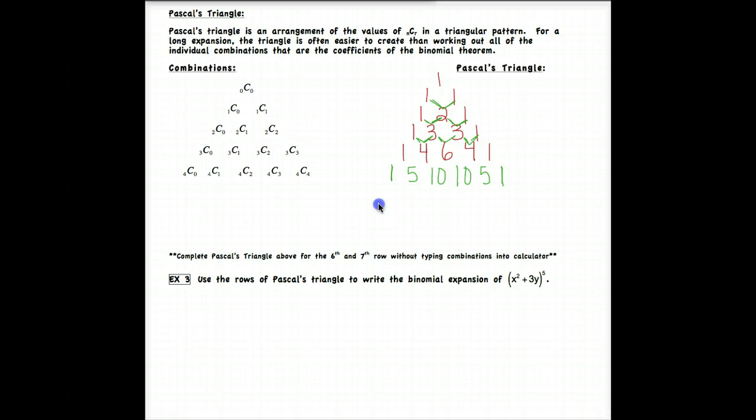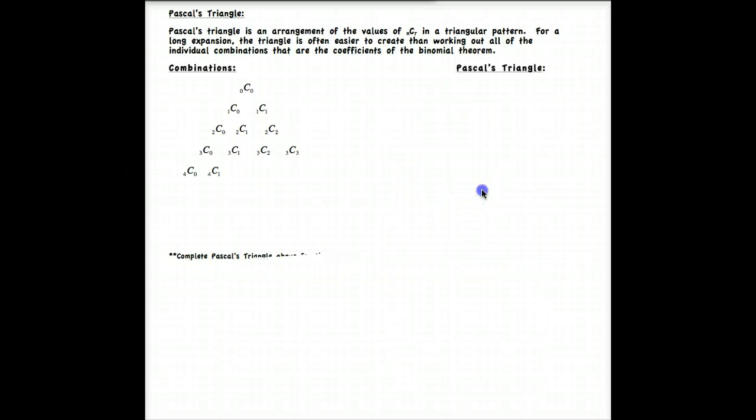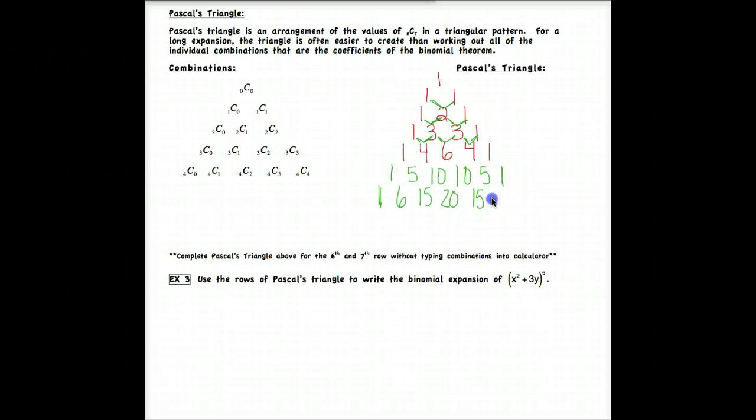The next one, edge is 1. 1 plus 5 is 6. 5 plus 10 is 15. 10 plus 10 is 20. 10 plus 5 is 15. 5 plus 1 is 6. And the edge is 1. You can continue this Pascal's triangle on and on and on.